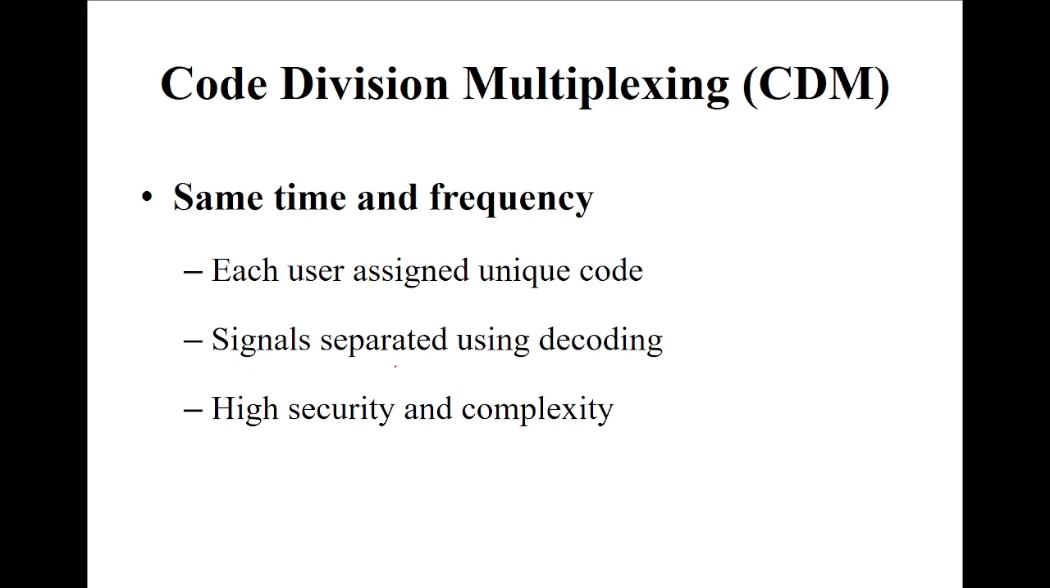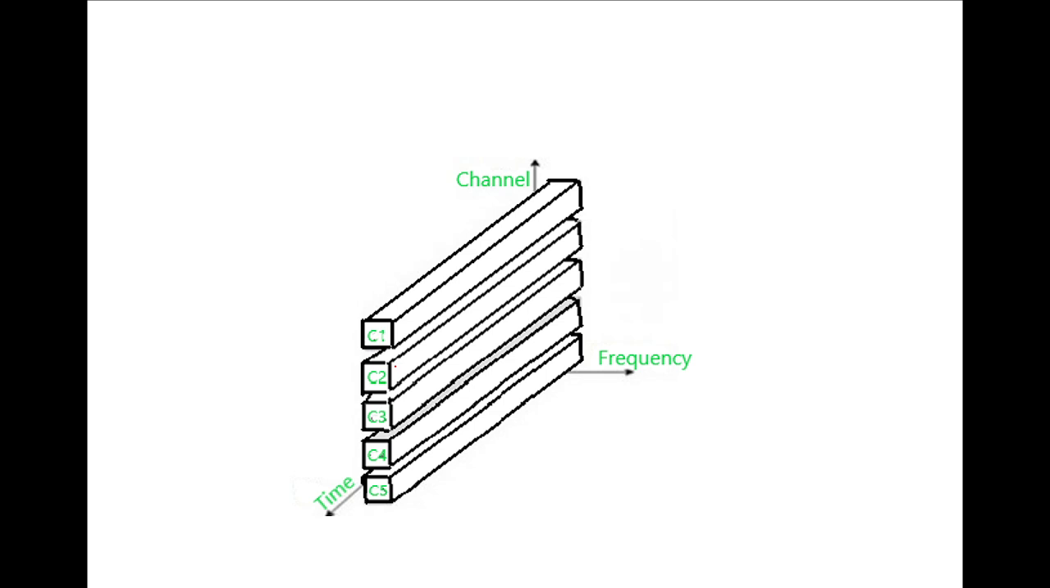Let us move to code division multiplexing. This is more advanced. Here, all users transmit at the same time using the same frequency. Each user has a unique code. Signals are separated using decoding, with high security and complexity. You can see here the users are sending the data in some particular code with the same frequency and the same time slot.